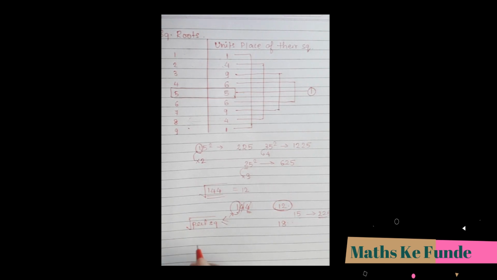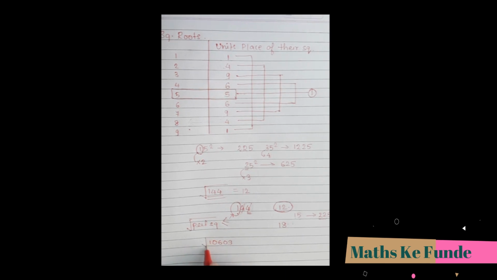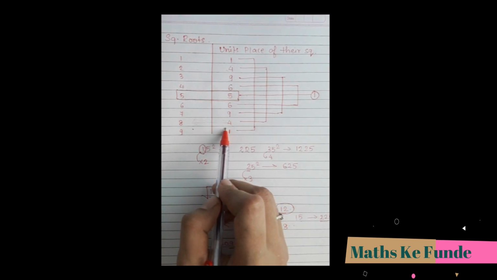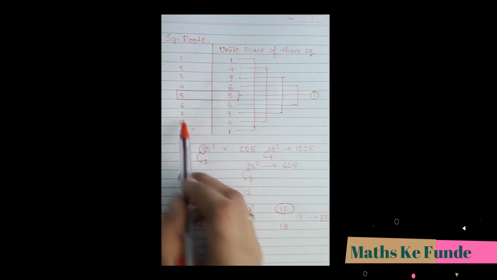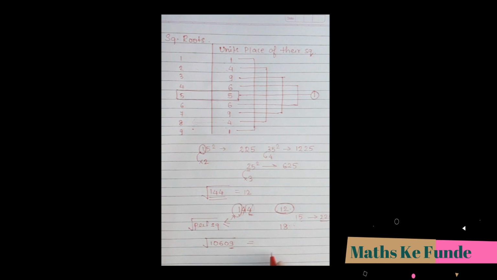Let's take a number, say 10609. Now this is a bigger number and you need to find the square root of this number. So let's follow the same steps. What is the units place? It's 9. Now if you refer to this chart, whose square ends with 9? It's either 3 or 7. So let's just write that: it's either 3 or 7.